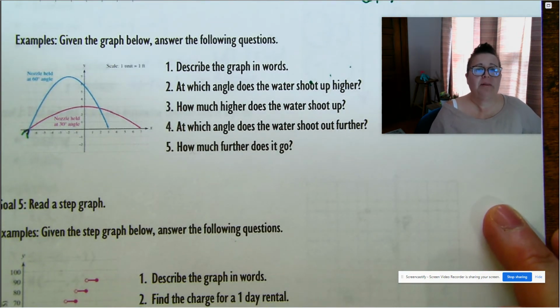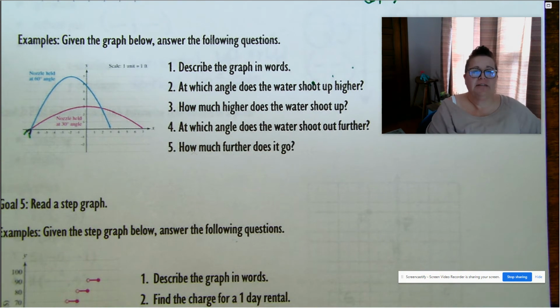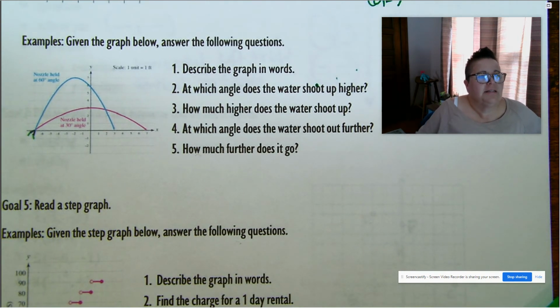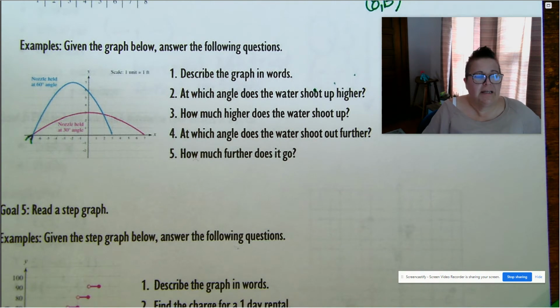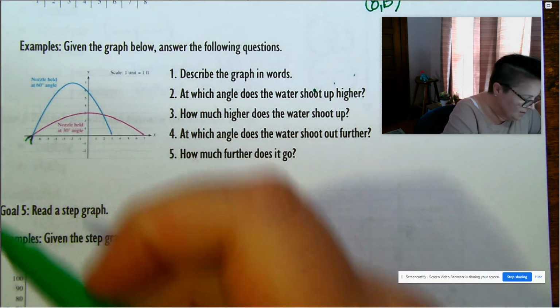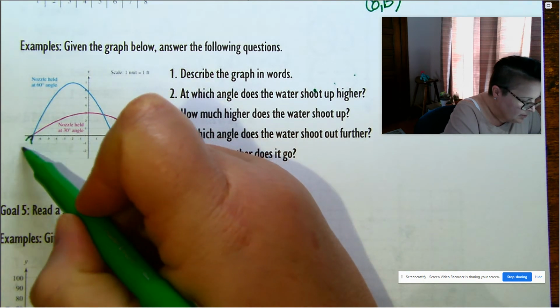All right. Given the graph below, answer the following questions. Describe this graph in words. The nozzle held at a 60-degree angle, nozzle held at a 30-degree angle. Oh, I know what this is. Okay. So this one's a little bit tough and it's a little bit hard to see, but that's a sprinkler.